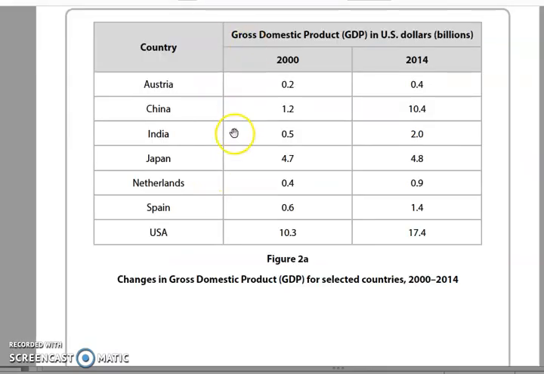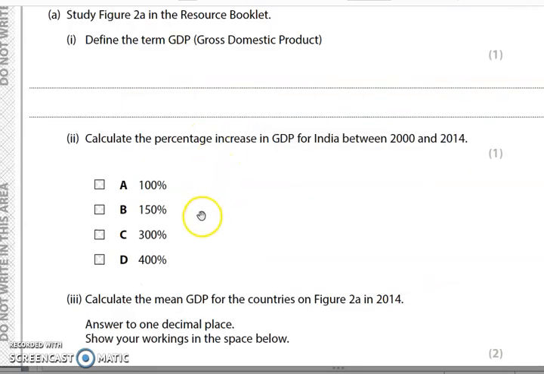So if we look at the figures for India, in 2000 it was 0.5, and it's now 2.0. So the increase is 1.5, and the original is 0.5. So we divide the increase by the original, and that will give us our percentage increase. So write your answer down now, 1 mark, very quick.